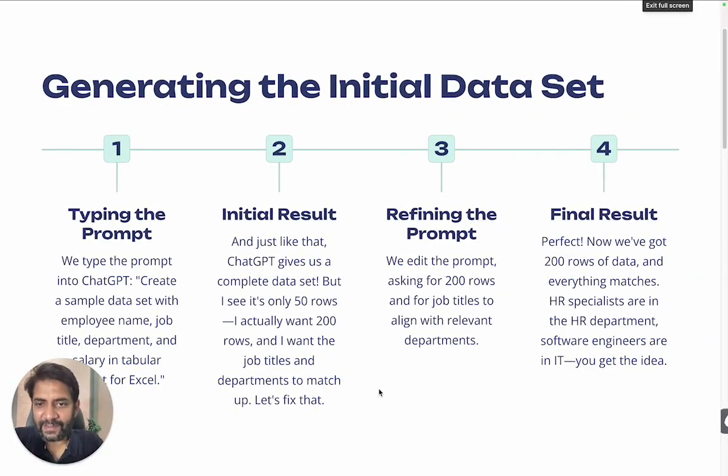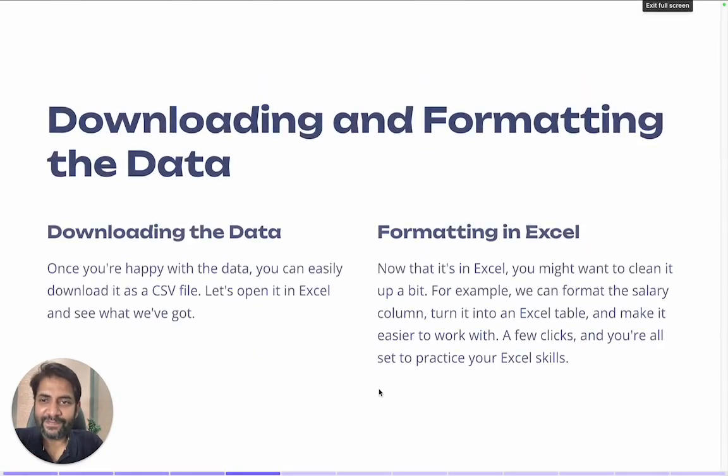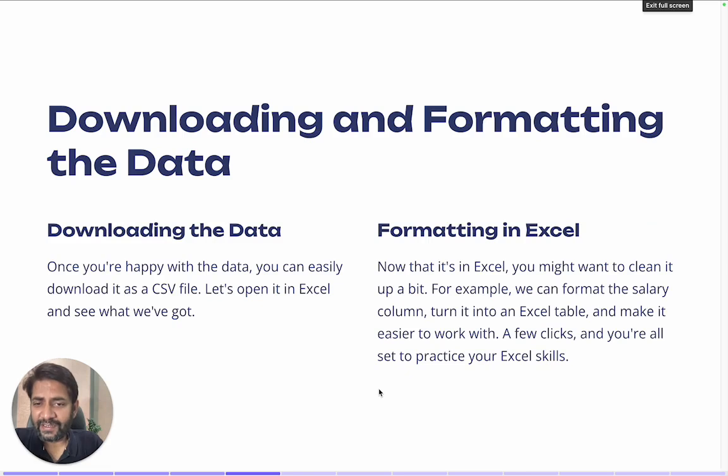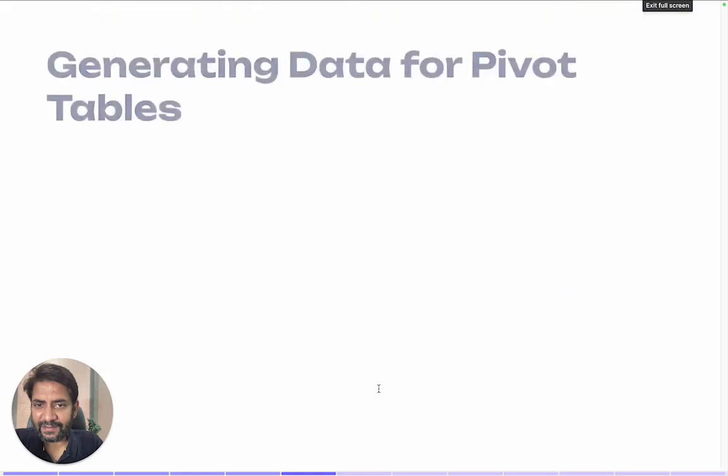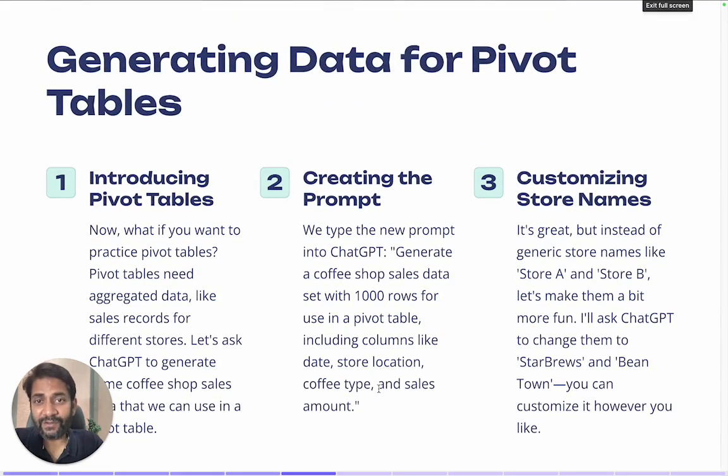So we typed the initial prompt, we got the initial result, we refined the prompt further, and we got the final result. So you downloaded the data, you formatted it in Excel how you want to format it. Now you can also generate data for your pivot tables. So what if you want to practice pivot tables?